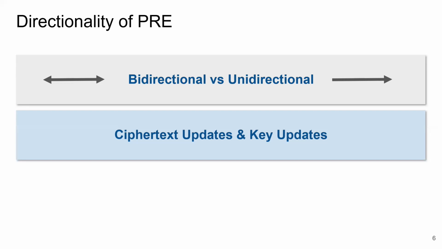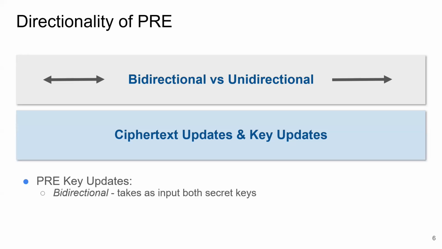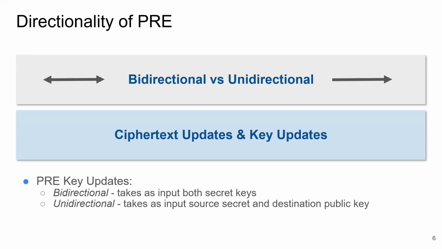But in essence, for the ciphertext updates, a re-encryption key would allow you to go in either one direction or the other direction, whereas in a unidirectional scheme, the re-encryption key can only be used to go in one direction. In the PRE setting, the big difference for your keys is that when you're generating your re-encryption key in the bidirectional setting, you need to use both the source secret key and the destination secret key. Whilst in the unidirectional setting, you only take the source secret key and the destination public key to generate your re-encryption keys.